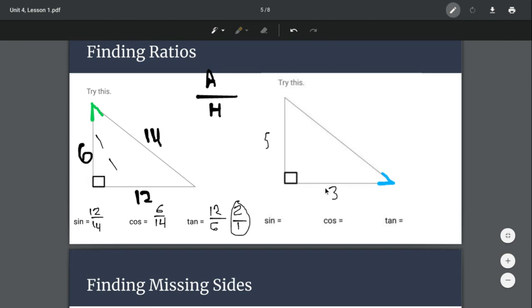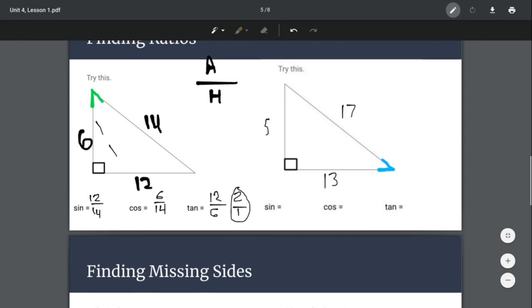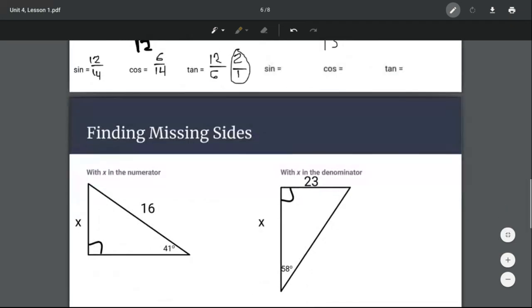Let's try 13 and 17. Try this one. If you think you know the answer, comment below, and I will answer you if you have a question about it, but I really just can't do that right now.